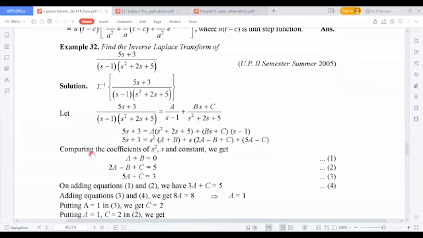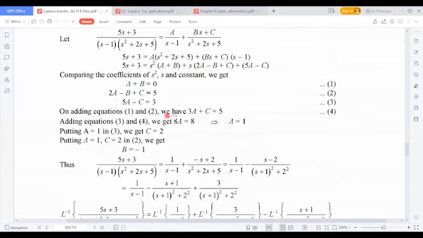Comparing the coefficients of s square and s from both sides, we get the s square coefficient a plus b; here s square is absent, which is why it is 0, and the coefficient of s is 2a minus b plus c equals 5. From these 3 equations we can solve for a, b, c. Finding them, a equals 1 and c equals 2, then putting this here we get b equals minus 1.